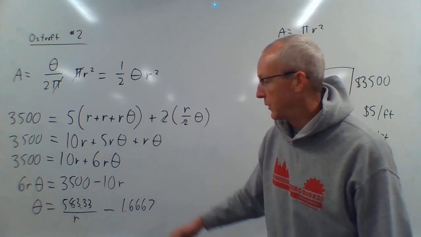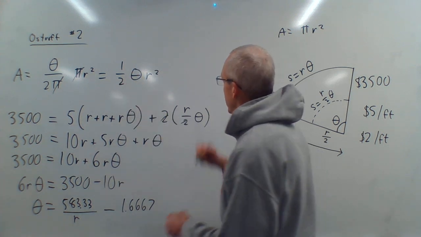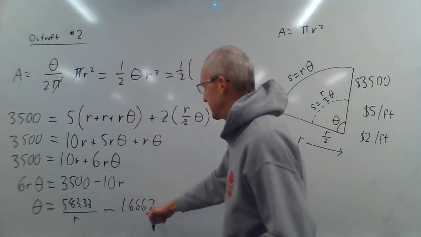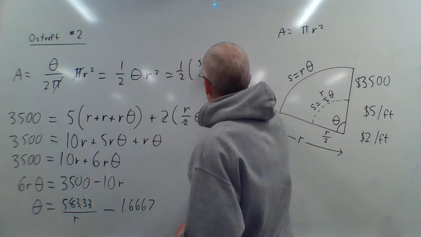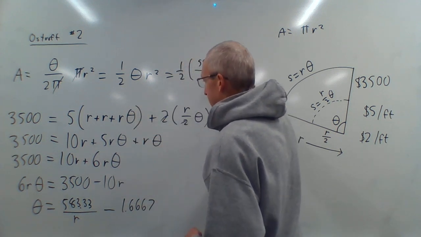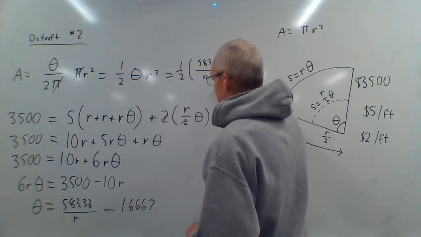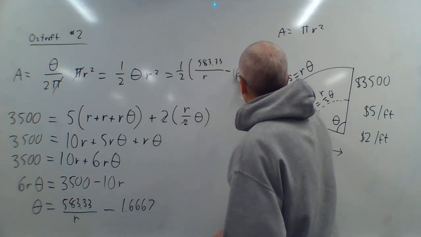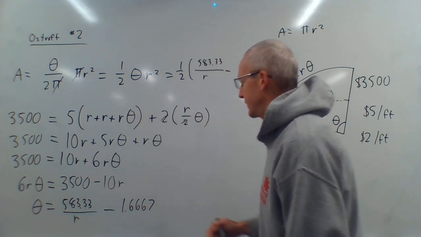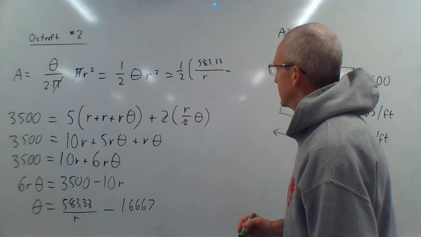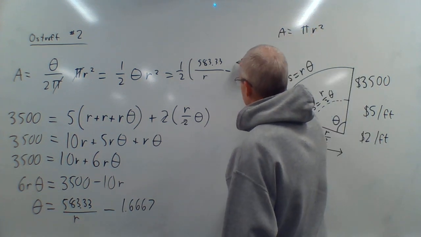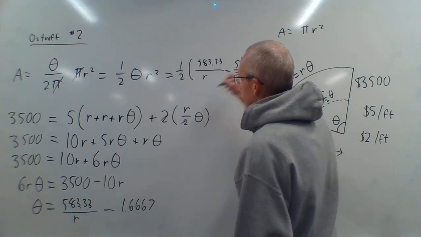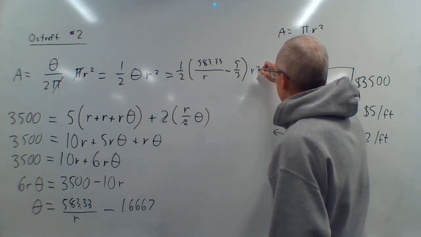Cool. Now we can take that, plug it into here, and let's see what happens. So 1/2 of theta, which is this, 583.33 divided by r minus 10r minus 1.6667. I should just leave that as 5/3. Yeah, I'll do it as 5/3. It's easy to write. Minus 5/3. That's times r squared.